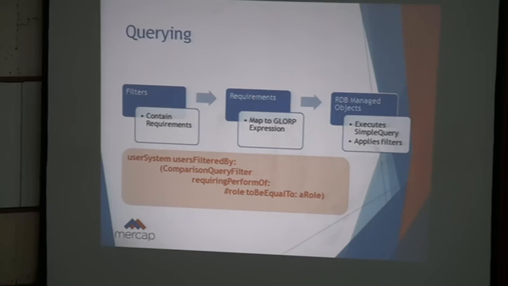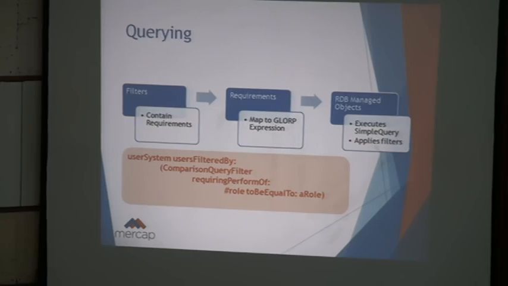Here is a little example. You have a user system. You want to query the users with a given role. You say, okay, user system, give me the users filtered by a query filter. That query filter expects all the users where the user's roles is equal to a role. In memory it maps to user role equal to role, and Glorp maps that to the select string, that is select asterisk from user where blah blah blah.